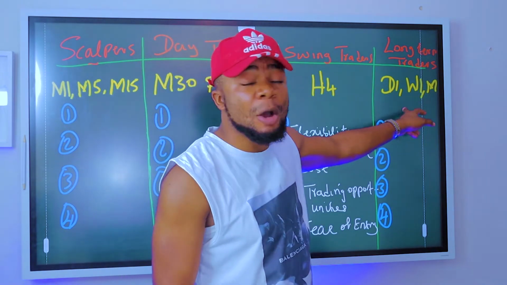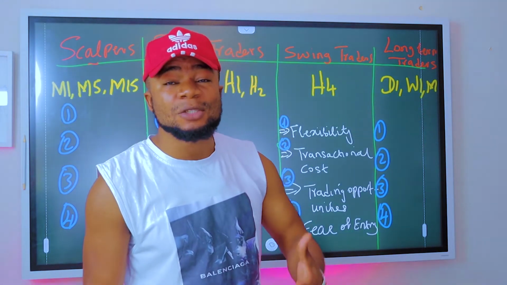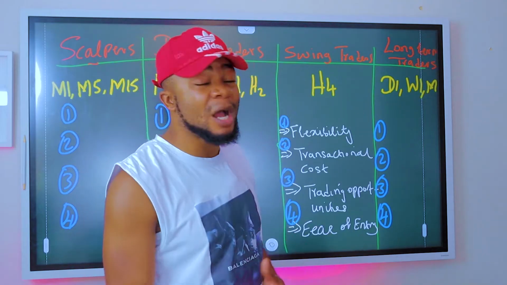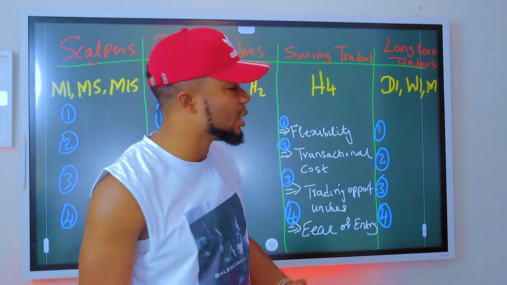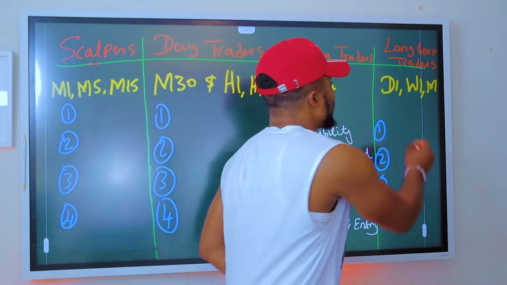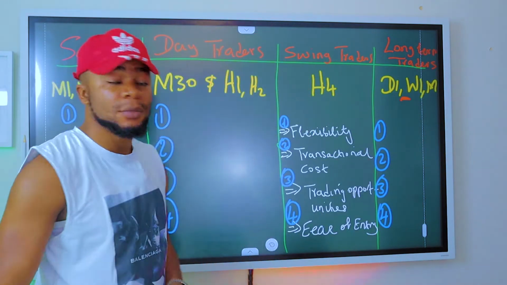Long-term traders, your trade is open for weeks up to years. All right. So there are some people who have open positions for 2 years, for 3 years, or for 4 months, for 5 months. All those people fall under long-term trading.